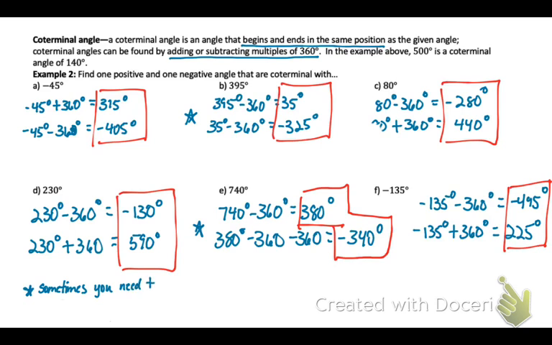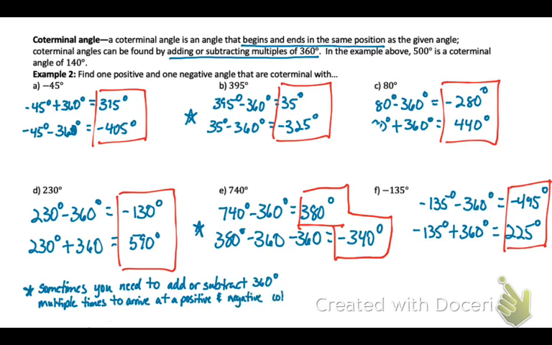Sometimes you need to add or subtract 360 degrees multiple times to arrive at both a positive and negative coterminal angle. And so you'll just have to judge that. And that's what I did on B. I noticed I needed to subtract 360 degrees twice. That gave me my positive and then my negative coterminal angle. And then on E, I needed to subtract 360 degrees 3 times to get into the negatives.